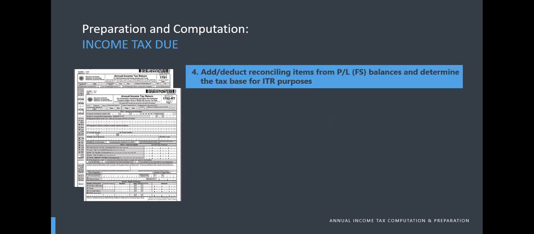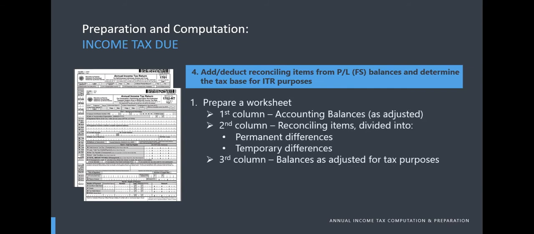Next, step 4. We have prepared the profit and loss statement. We already identified the reconciling items and classified them accordingly as temporary or permanent differences. Now, we will add or deduct these reconciling items from the profit and loss or FS balances and determine the tax base for ITR purposes. So, first things first, you need to prepare a worksheet.